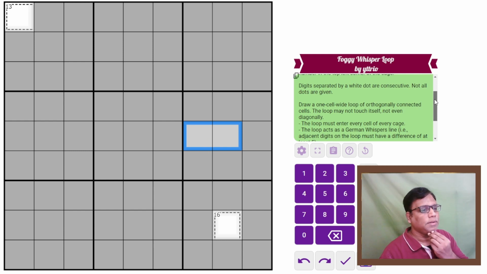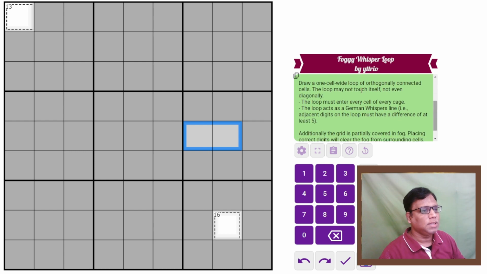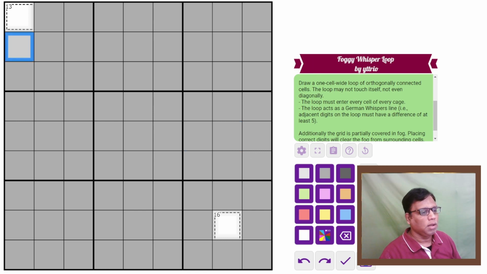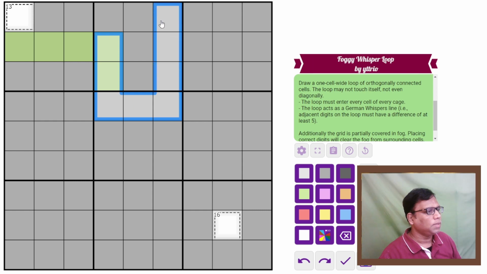Now this is an important one. Draw a one cell wide loop of orthogonally connected cells. The loop must not touch itself, not even diagonally. Let's say this is the loop. The loop cannot come here, because it will touch, and not only that, it cannot also do something like that. It cannot go here, because that will be touching diagonally.